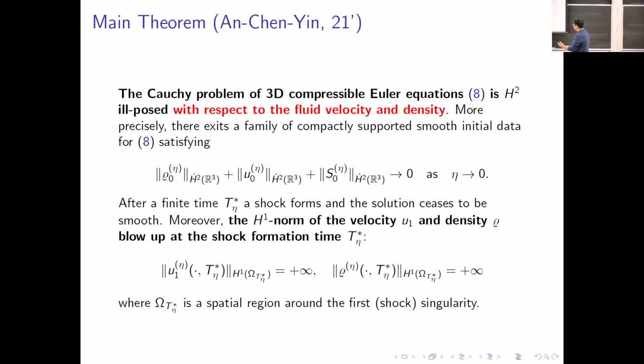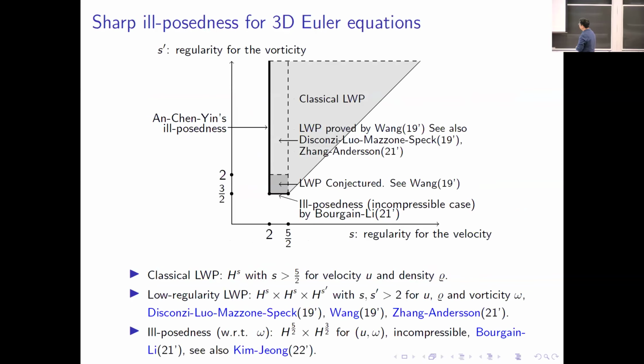So there is a family of compressible initial data with parameter eta. As eta goes to 0, the data goes to 0, and we have the shock formation time, and the H1 norm actually blows up. This is a picture for the compressible fluid, because the local well-posedness part is better established. The vertical line corresponds to the regularity of vorticity, H^s prime, and the horizontal line corresponds to H^s, the s regularity for the velocity. The classic local well-posedness gives the gray triangle, which is this region, where we know there is local well-posedness.